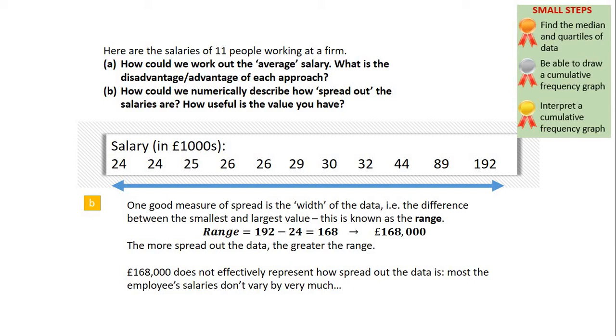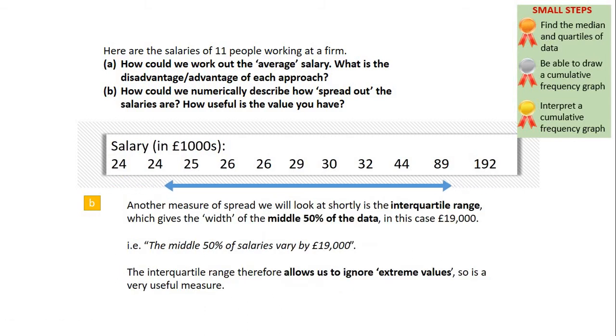This range of £168,000 doesn't effectively represent how spread out the data is, because if you look at the salaries, they don't actually vary by very much. So how can we combat this? Another measure of spread we can use, and we will look at this shortly, is something called the interquartile range. There are also Hegarty tasks set for you this week on finding what are called the upper and lower quartiles, which we go through during the video, and also the interquartile range.